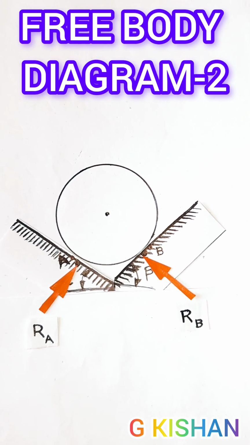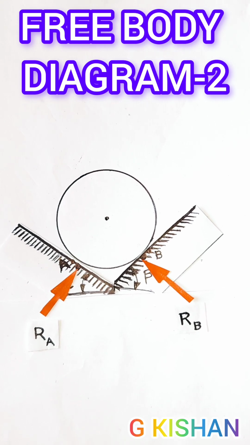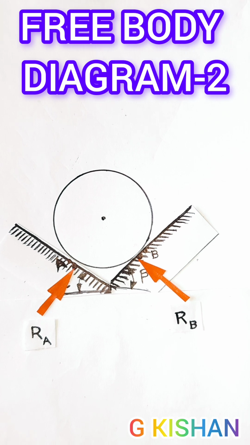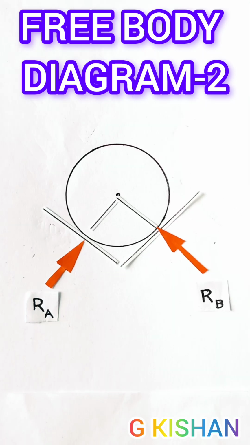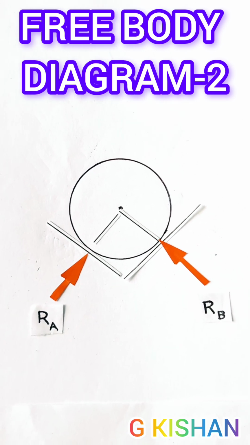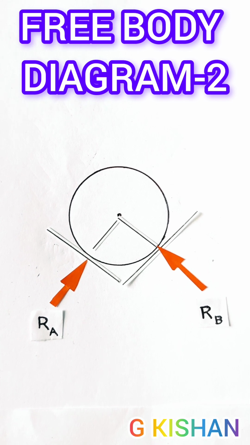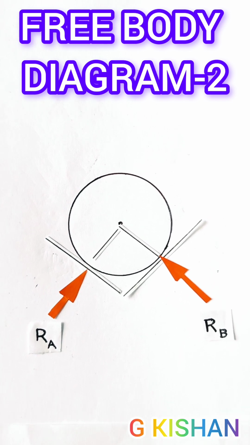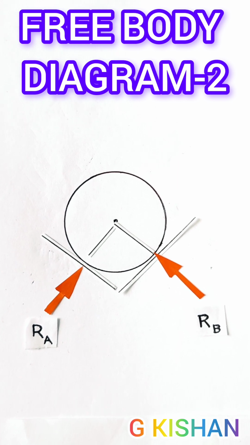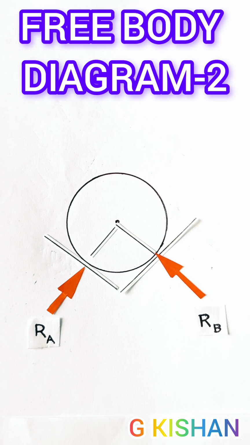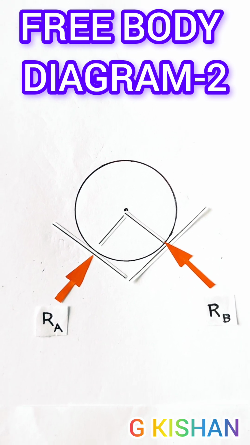When you introduce the line of action of forces RA and RB, that should pass through the center of the ball or roller. RA indicates the normal contact reaction force for the alpha inclined surface. RB indicates the normal contact reaction force for the beta inclined surface, in between the inclined planes and the spherical ball or roller.